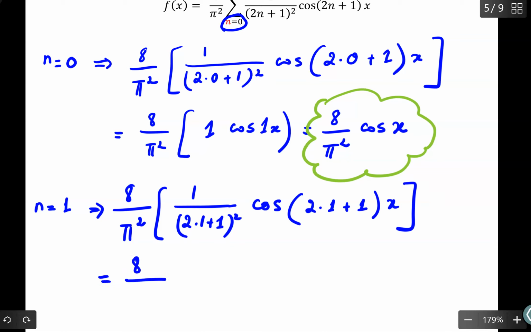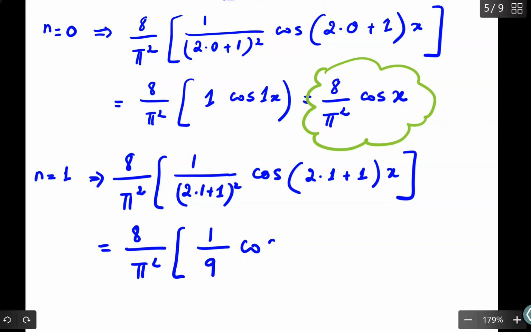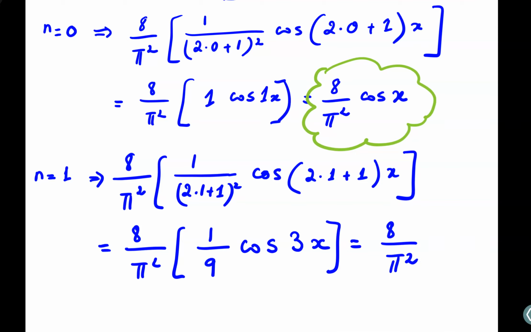So I will have a over pi square. This one, I should have 2 times 1 is 2, 2 plus 1 is 3, 3 square, I should have 1 over 9 and cos of 3x. So I should write this one as a over pi square, bring the 9 and put it at the front, and I will have cos of 3x. Alright, so let's circle this again.